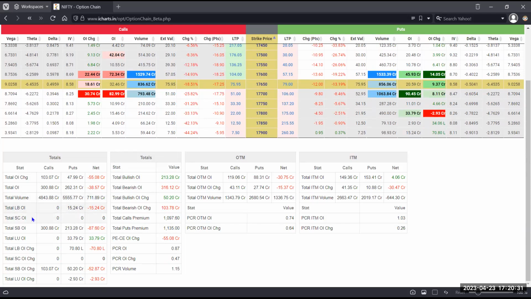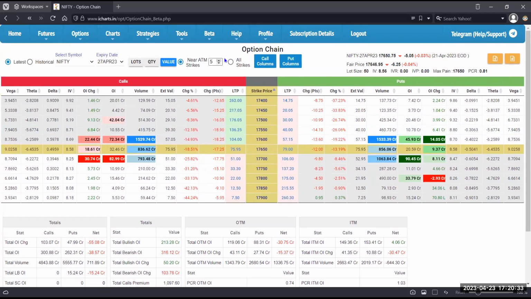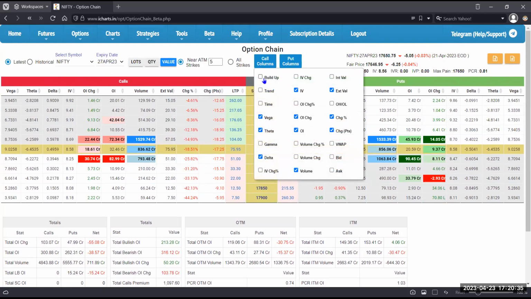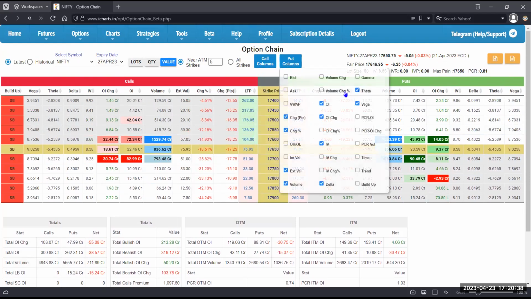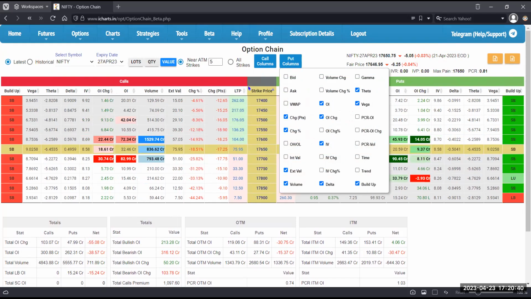And total long build-up OI. So now if you see over here, you can enable build-up here. And we'll enable build-up here.